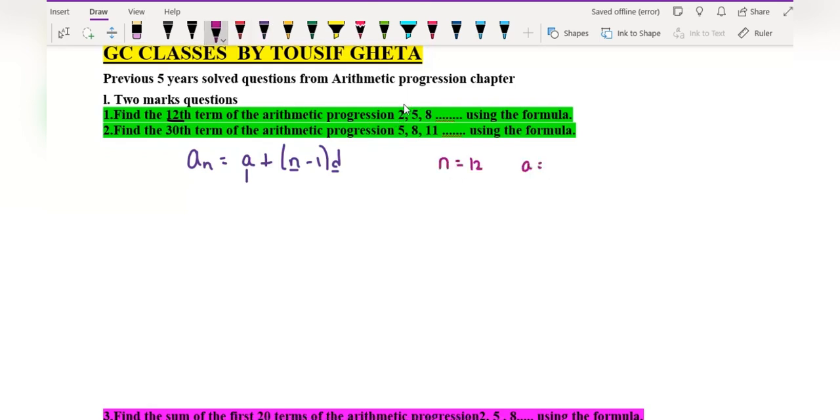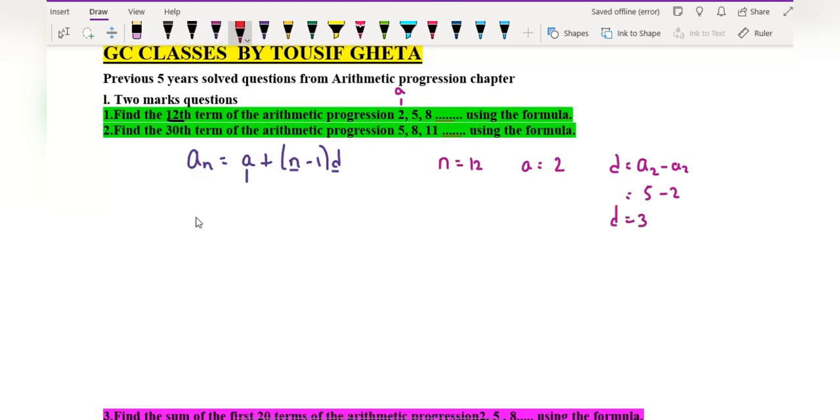What will be your a value? Here they gave the AP series. The first term, 2, will be your a value. To find the common difference, you have to use the formula a2 minus a1, that is the succeeding term minus the preceding term. That is 5 minus 2, which gives the value 3. That is your common difference.